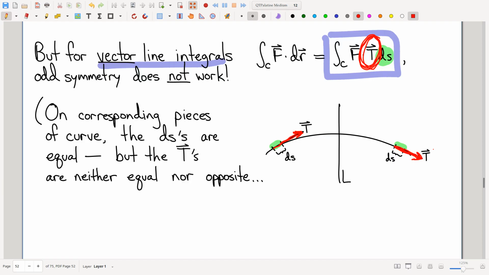The tangent vectors are not the same. And it's worse than just being not the same. They're also not negatives of each other either. They're not equal, they're not negatives, they're just different. And so the whole thing just crashes and burns, and it just doesn't work.